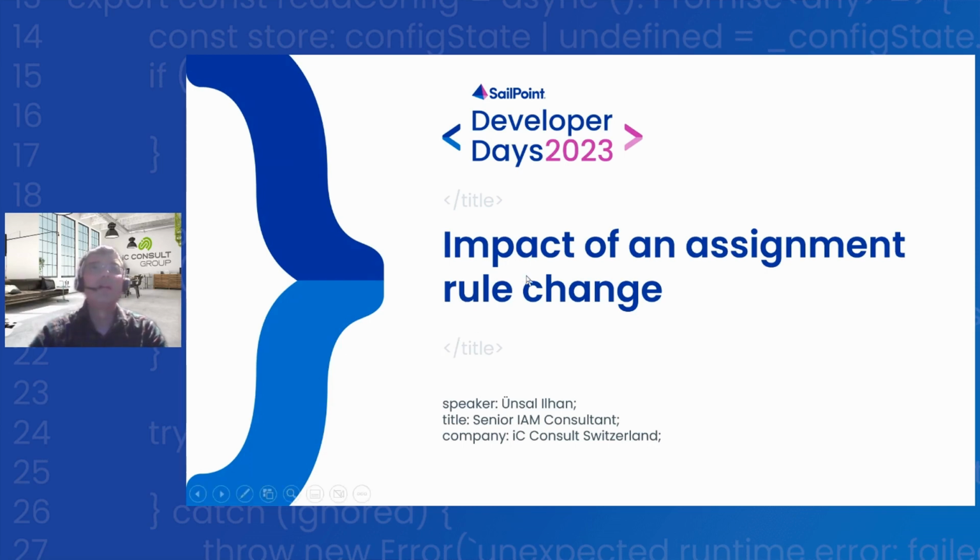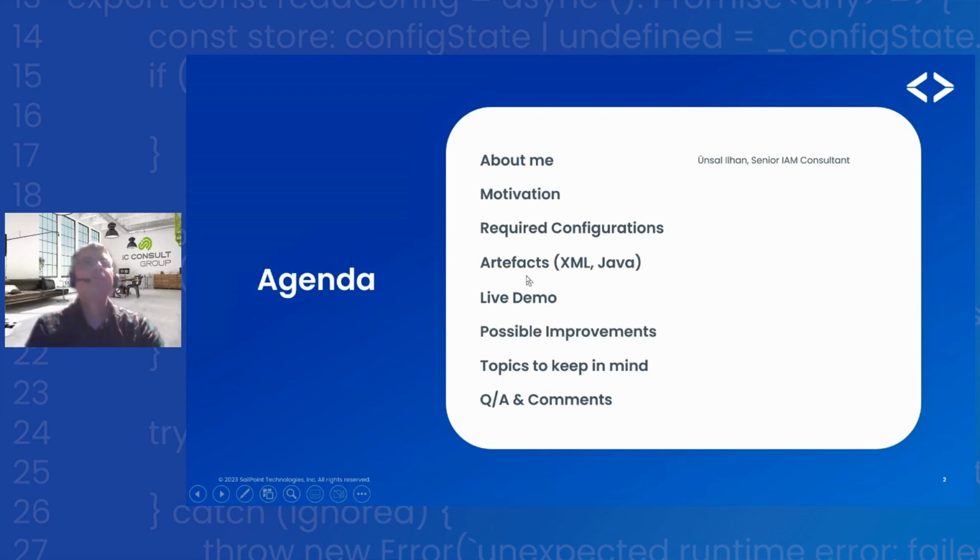So let me start with the agenda for the next 30 minutes. First of all, some words about me and my company. Then the motivation, what was the reason or what was the trigger to build such a pre-evaluation for an assignment rule change on a role. Then the required configurations for this feature. Then a deep dive to the artifacts. We will have a look on the XML extensions and then the Java implementations behind it.